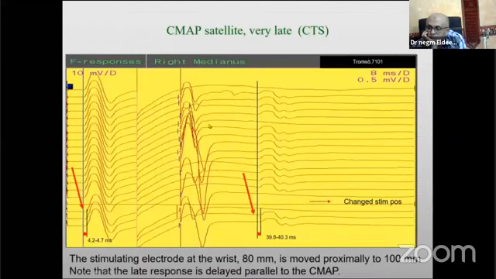Here's another situation where we have the late component here. It really looks like an A wave, and we do the same trick. We move the stimulator in proximal direction so that the CMAP comes a little later. But here you see that also this late component comes a little later. So in contrast to my previous slide, this is now a CMAP satellite. It is really not an A wave, but it comes from the slow conducting very distal nerve twigs.